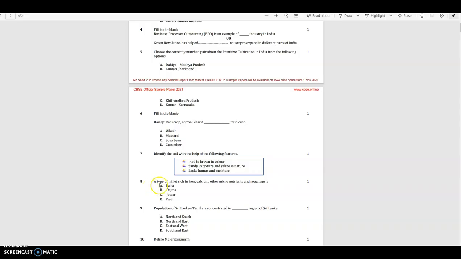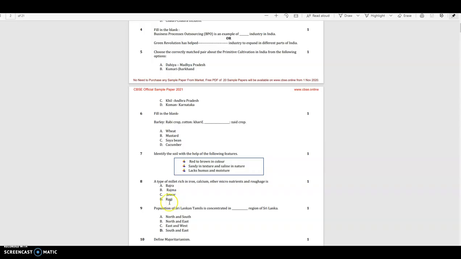Then eighth one, a type of millet rich in iron, calcium, other micronutrients and roughage is, options A, Bajra, then Rajma, Jowar and Ragi. Which is the correct answer? Ragi. A type of millet rich in iron, calcium and other micronutrients and roughage is known as Ragi.